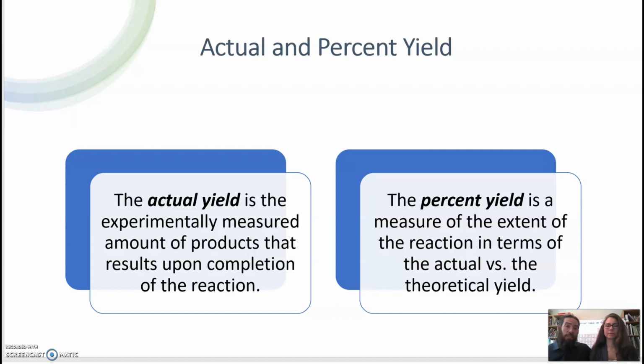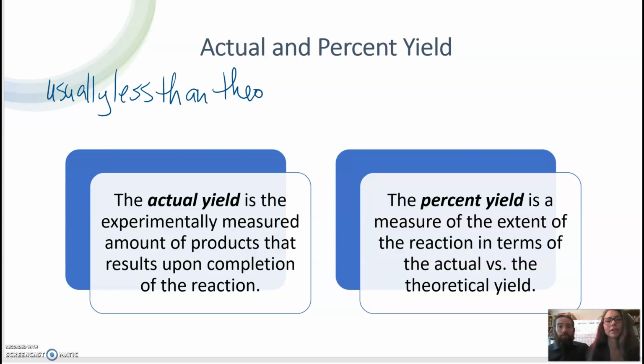But when you do these in the laboratory and you measure your product, that's your actual yield, what you actually got. And it's usually less than the theoretical yield. Now, the percent yield is just a calculation comparing the two amounts. I think that's a really good point, that it's usually less than the theoretical yield because we have losses. Theoretical, I can't talk and write at the same time.